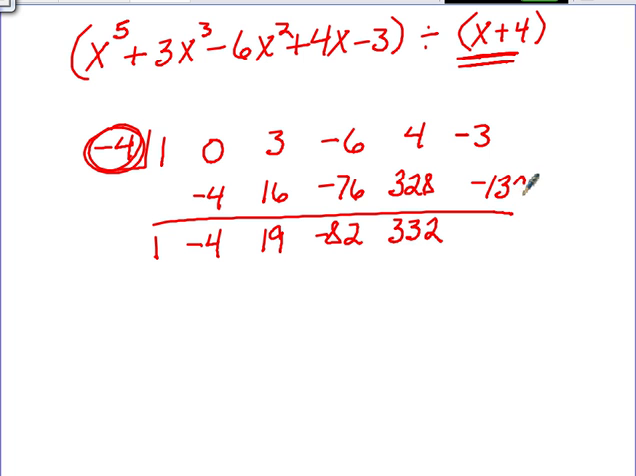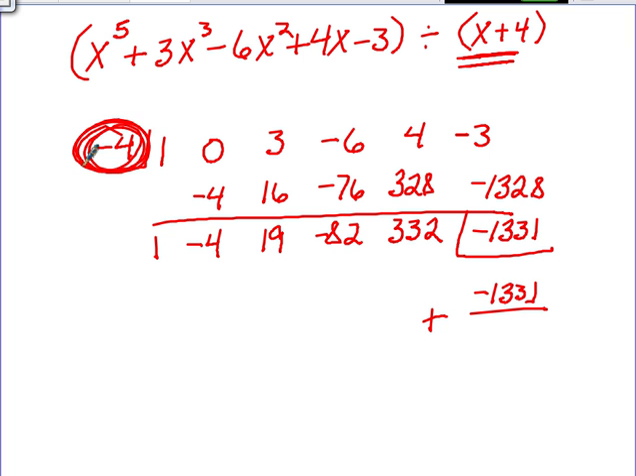Somebody please double check me on that. Add the two numbers together. That's the remainder. The remainder, you can put plus -1331 over what you're dividing by. We're dividing by x plus 4. Don't put it over -4.